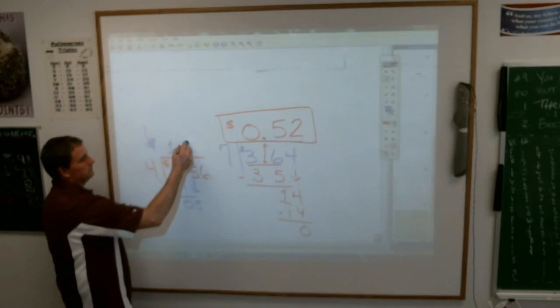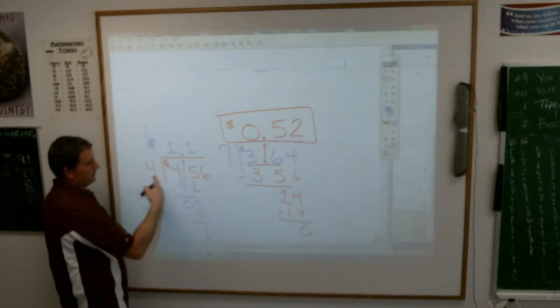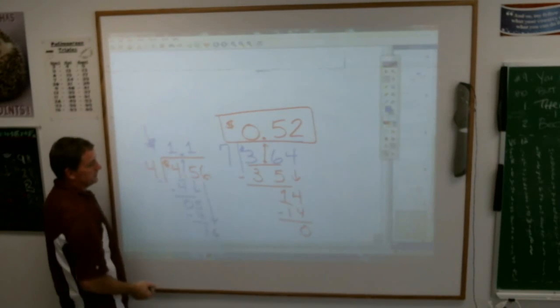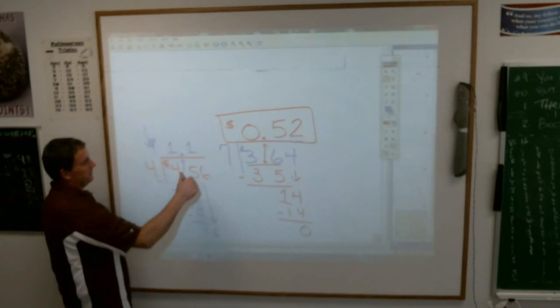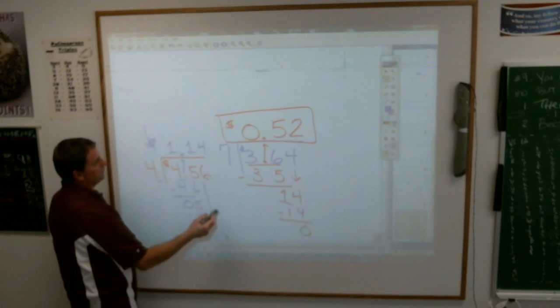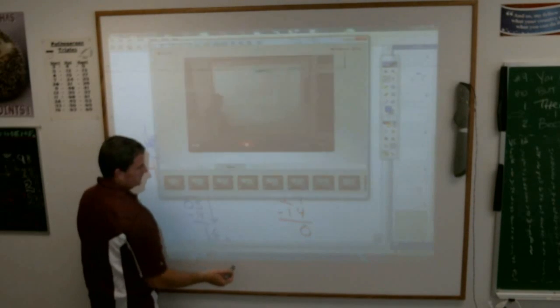4 goes into 5 1 time. Multiply. Subtract. Good answer. Bring down. Again, make sure you're showing me these arrows. I need to see those. 4 times what is 16? 4. You get nothing left over, and there's your answer: $1.14.